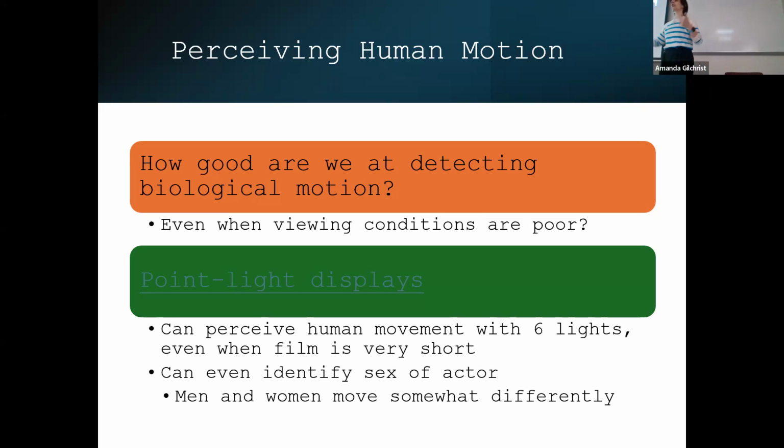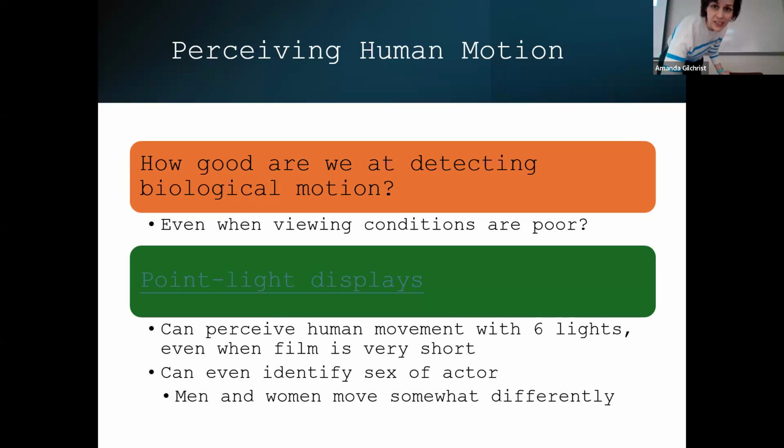But in general, you're going to see more swing in the lower half for people who are assigned female at birth. You're going to see more of an upper body swing in people who are assigned male at birth, and people can still tell the difference in these point light displays.